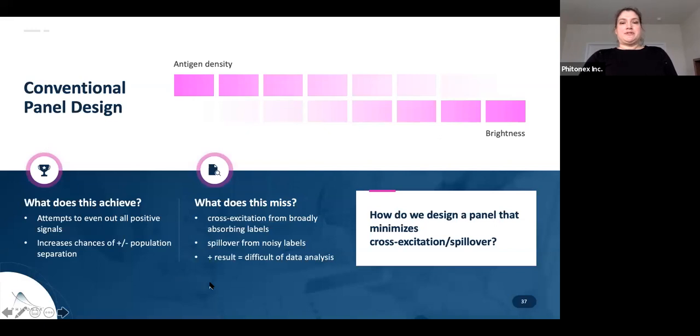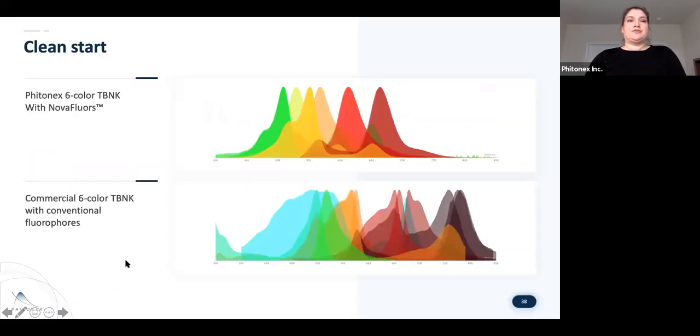But we may still be missing things. With other labels, the cross excitation and spillover can really lead to difficult data analysis. So how can we truly think about designing a panel now that we've really changed how the dyes are acting? So thinking about a clean start. This is showing a TBNK panel with our NovaFluors or a commercially available TBNK panel.